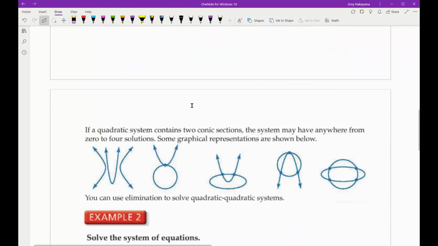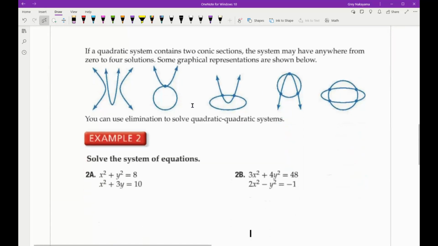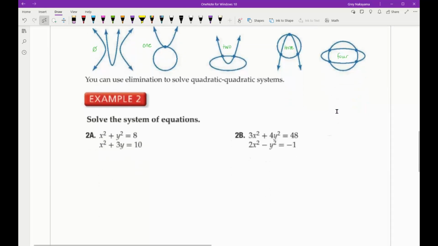What if I have 2 linears? I mean, 2 quadratics, my bad. 2 quadratics. So how many solutions do I have here? 0. How many do I have here? 1. And then I have 2, or I could have 3, or I could have 4. So you got to keep things straight.